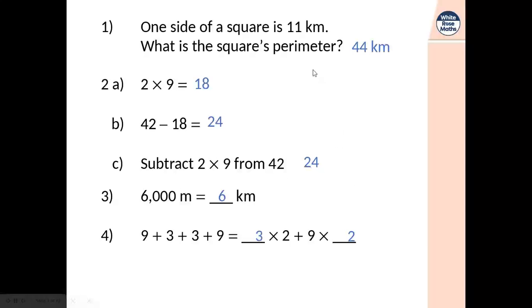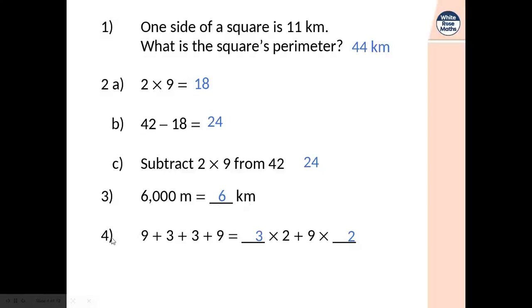In the first question, we were supposed to find the perimeter of a square. Knowing that a square has got 4 sides that are equal, you should have multiplied 11 by 4. I'm going to skip to the question 2c, where you were supposed to subtract 2 times 9, which would give you 18, from 42. In the third question, you were supposed to work out that 6,000 meters equal 6 kilometers.